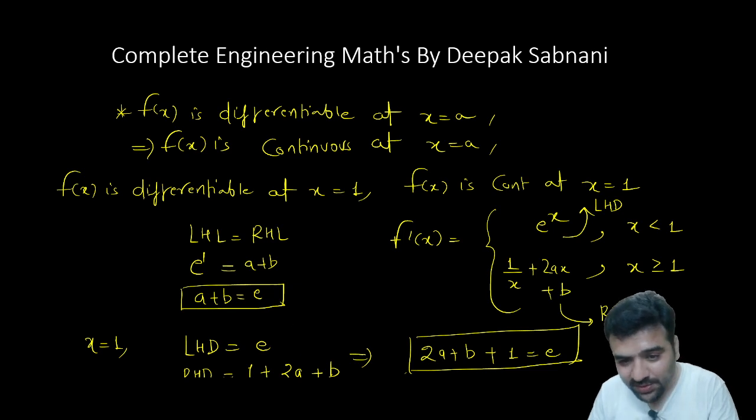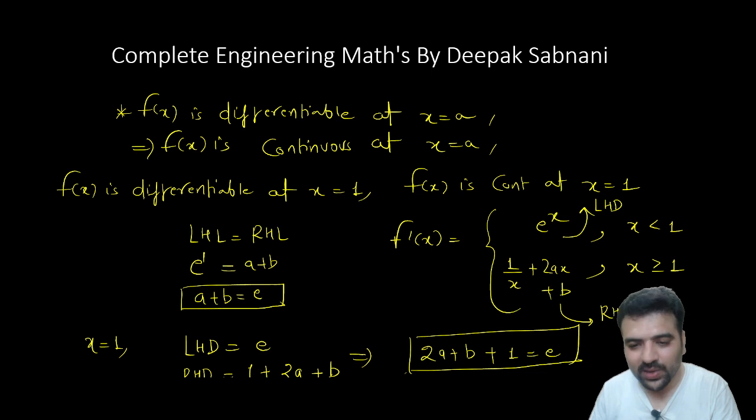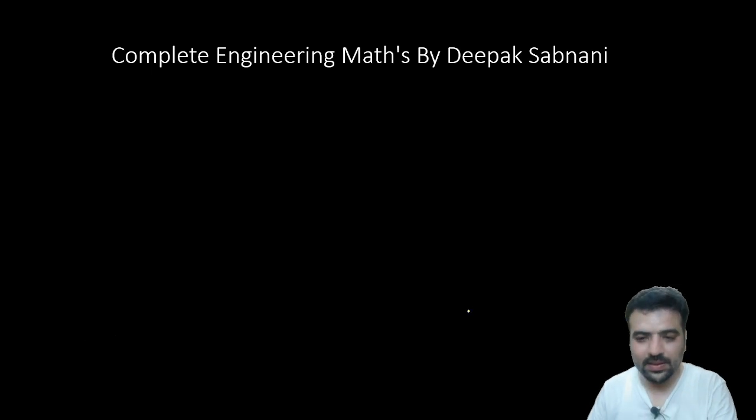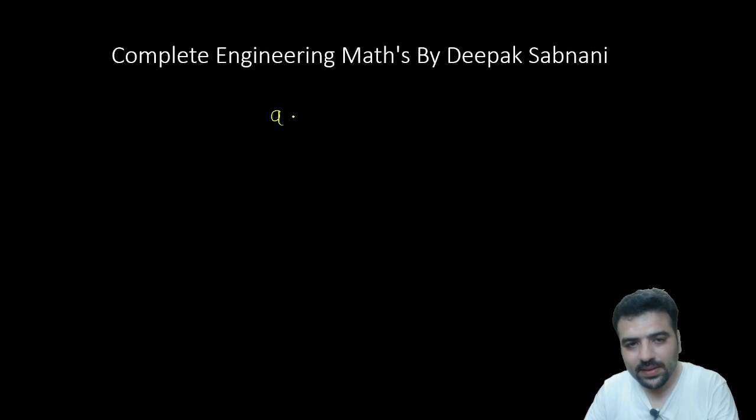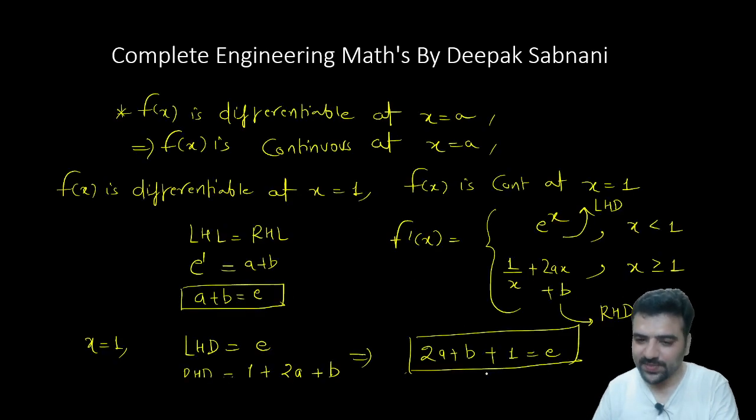As we know, a plus b is e. So this can be written as a plus b plus 1 equal to e. I will just distribute it, or you can write a from here. A is e minus b, put it here, get b. So a plus b is e, so a plus e plus 1 is equal to e. E cancels out. So a is minus 1. A is minus 1. Clear?